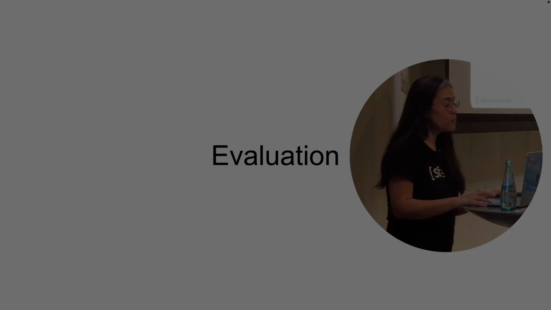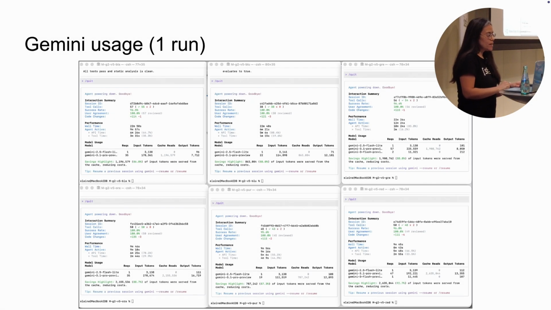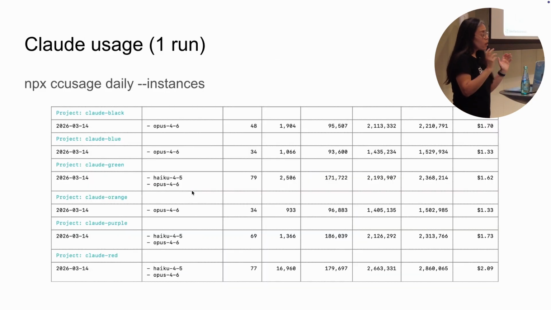Now, let's evaluate them. So the very first thing that we need to look at, it's really small, but we don't need to look into detail, is that for Gemini, when you quit a session, you get the number of requests, the number of tokens that you have. So I saved that. Basically, I screenshotted every session, put it on the side. For Claude, I used this tool right here, CC usage. So I could see, I don't have the header here, but basically this is saying the number of tokens that was used.